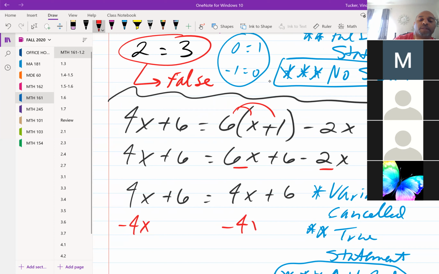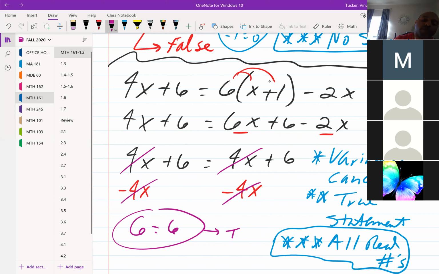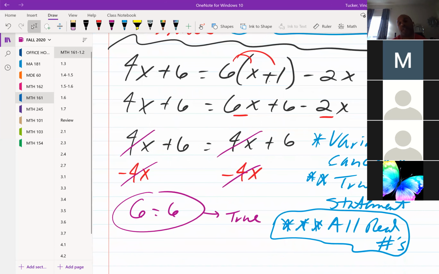Subtract 4x from both sides. Once again, variables cancel on each side, leaving us with 6 equal to 6. And this time we have a true statement. Once again, once your variables cancel, we're looking for true or false statements, because if you would have subtracted 6 first, then subtracted 4x, you would have had 0 equal to 0, which is still true. So when your variables cancel and you get a true statement, your answer will be all real numbers.